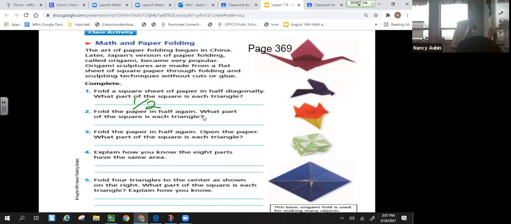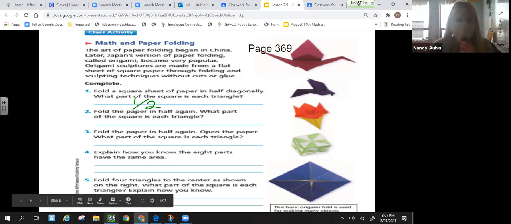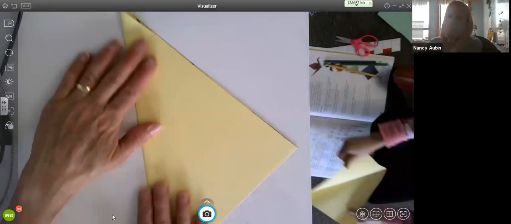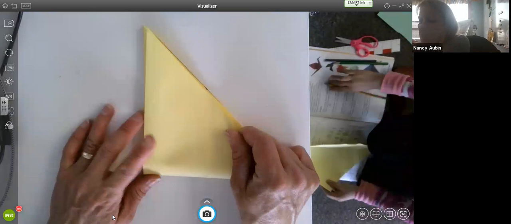Now let's take, who can read the second direction? Serene, what does the second step ask us? Fold the paper in half again. What part of the square is each triangle? All right, so here we go. Keep it folded. We had it in half. Now we have to fold it again. Serene just told us, fold the triangle in half.